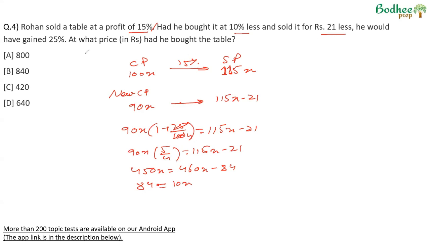We have to find out at what price he bought the table. The table was bought for 100x, so multiply by 10. 100x is equal to 840, which becomes the answer. The cost price, or the price at which the table was bought, was 840.